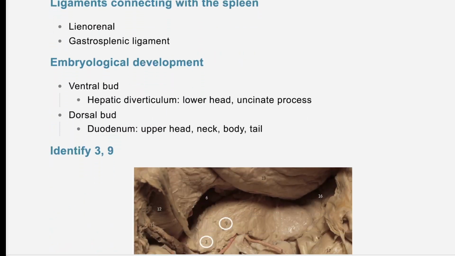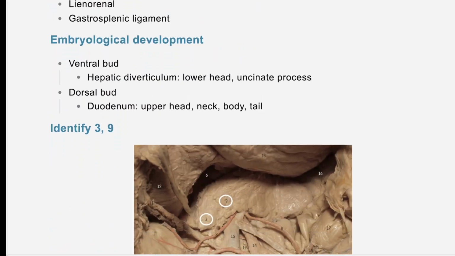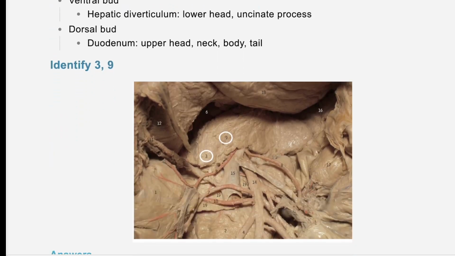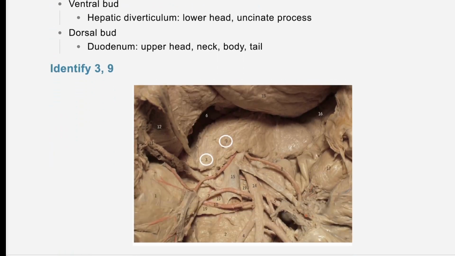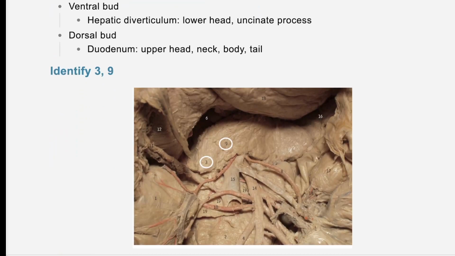Let's identify 3 and 9 here. We have 3, this is the head of the pancreas. 9 is the neck of the pancreas. Maybe you can say 14 is the superior mesenteric artery, and 15 is the superior mesenteric vein.